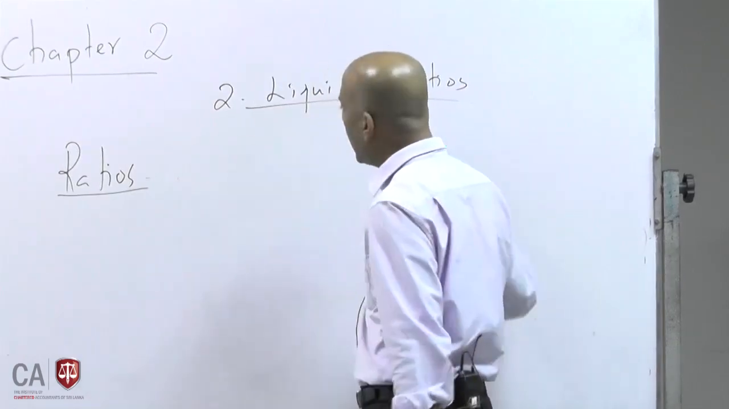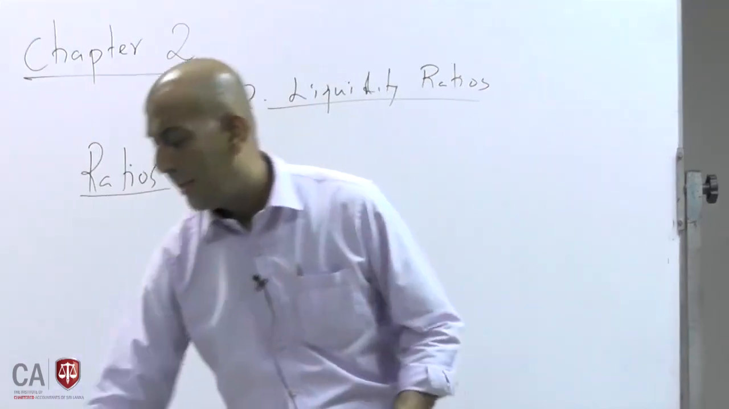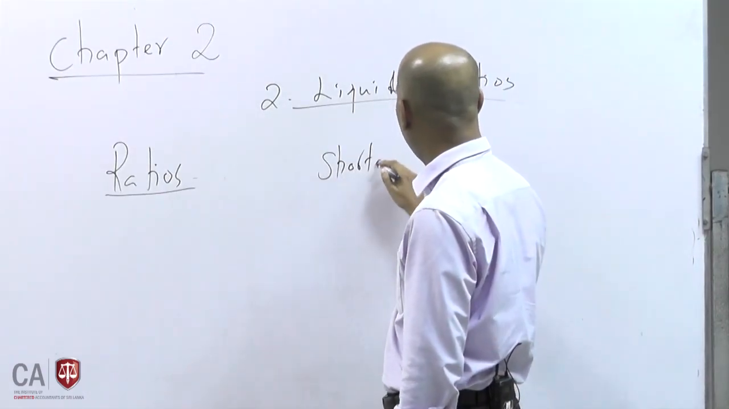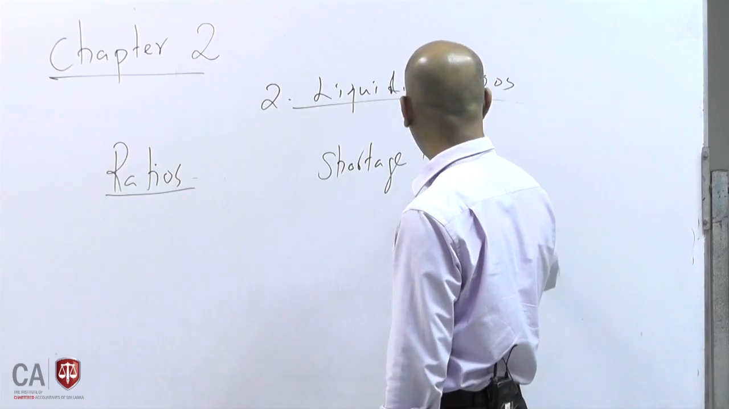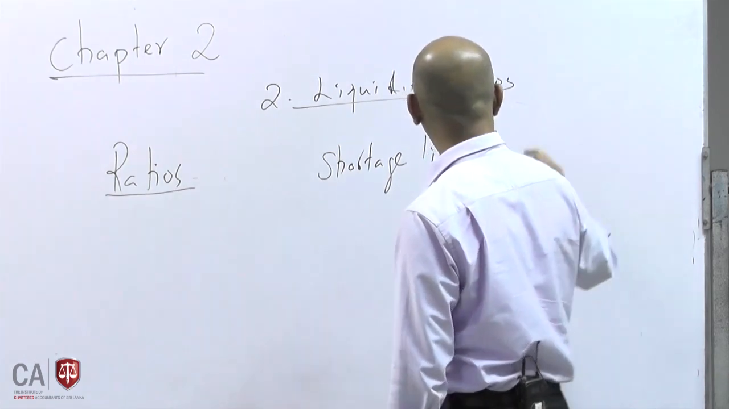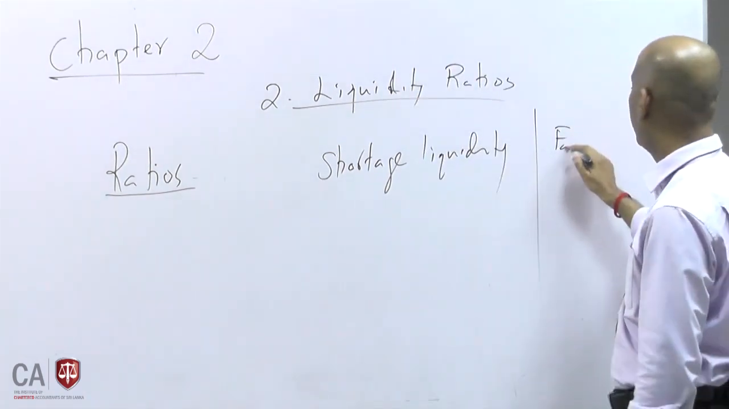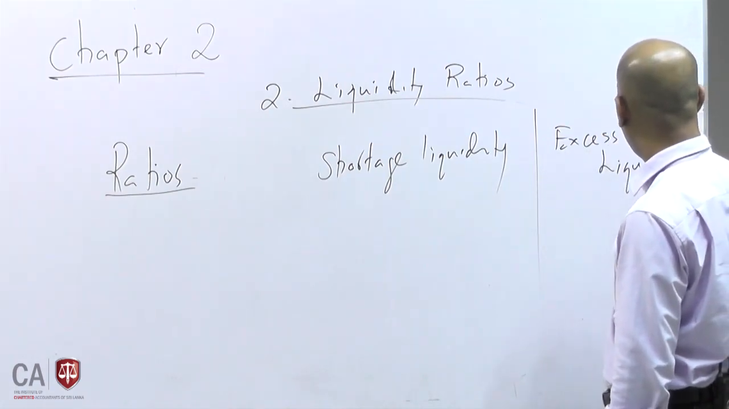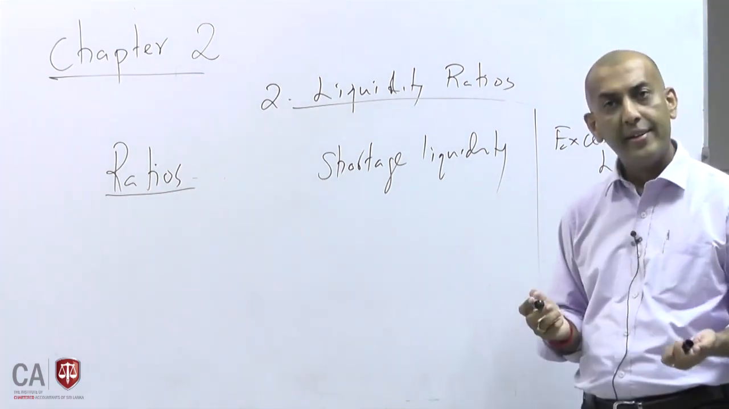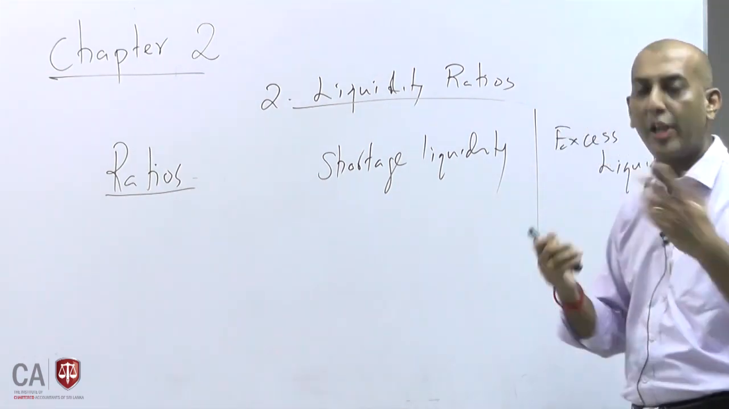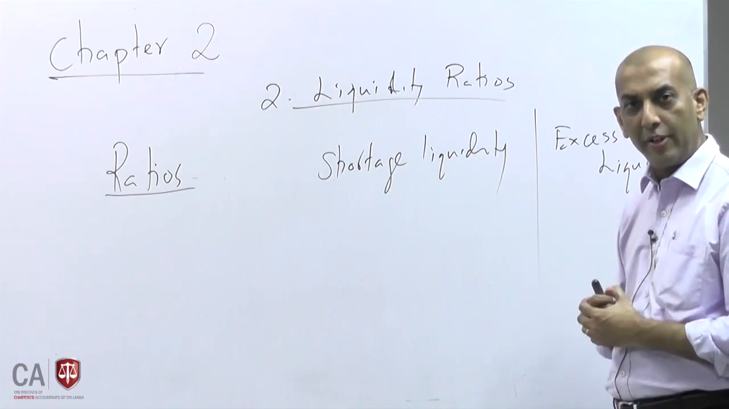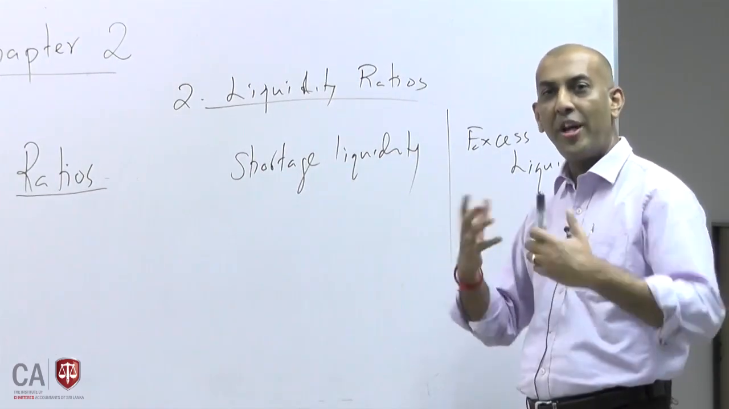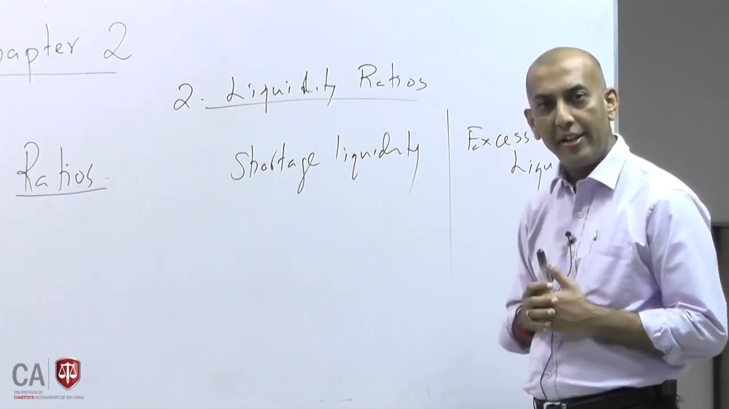While we are discussing the liquidity ratios, you can have a shortage of liquidity and excess liquidity. Sometimes your company will have 3:1. 3:1 means you have enough liquidity, enough working capital to meet your liabilities. Shortage of liquidity means you don't have sufficient liquidity to meet your day-to-day commitments.